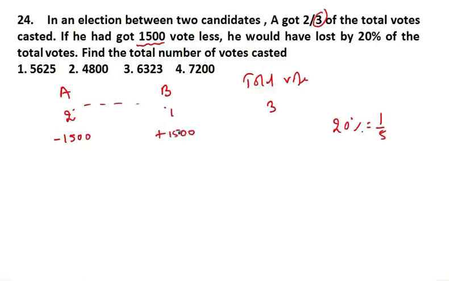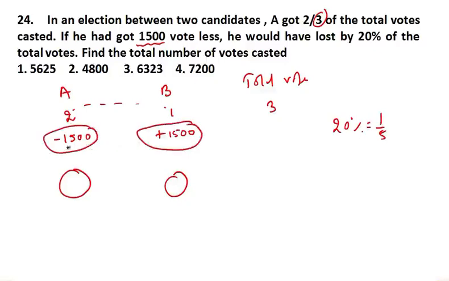Now if this is the case, A will lose the election by 20%. So in the next line it is saying that A got less. If he would have got 1500 votes less, A will lose the election by 20%, meaning he would lose the election by 1 vote. See, this is 1 vote.